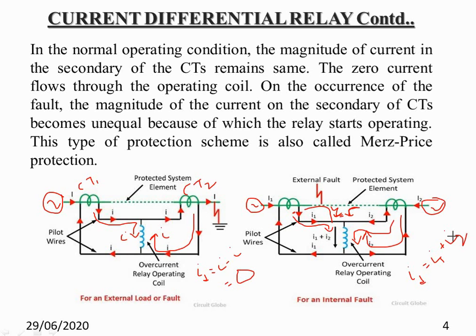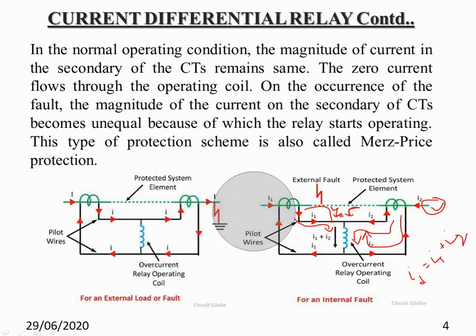But this differential protection scheme has some limitations. To overcome those limitations, we need to use the percentage differential protection scheme, or percentage differential relay, or we may say percentage biased differential relay. What the limitations are and how the percentage differential relay will work, I will explain in my next lecture.